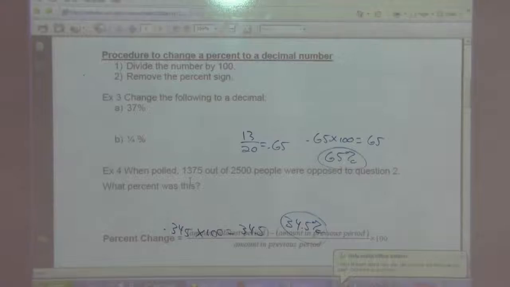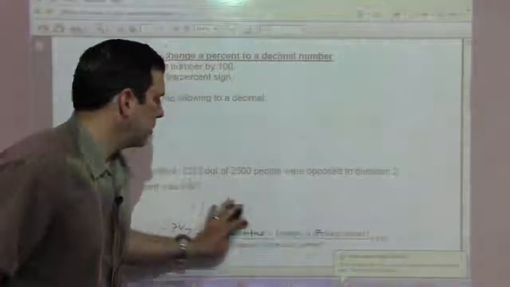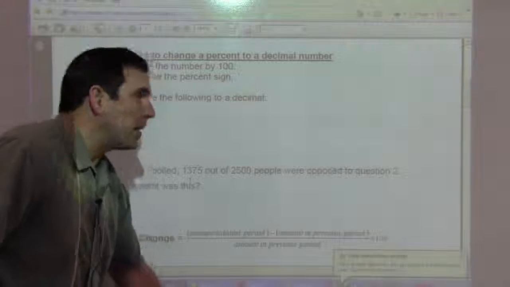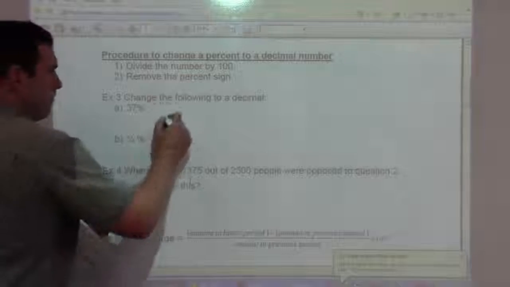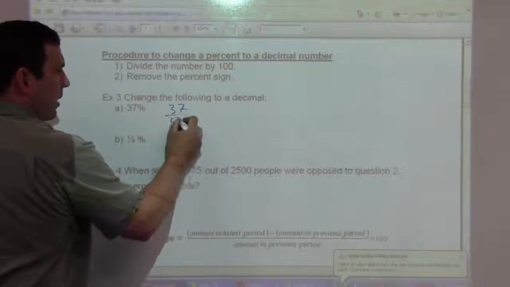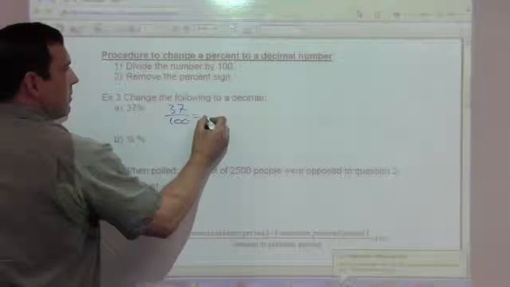Procedure to change a percent to a decimal number. Let's go in the other direction. It says divide the number by 100 and remove the percent sign. So 37 over 100, and that's what 37% is, 37 per 100, that's 0.37.